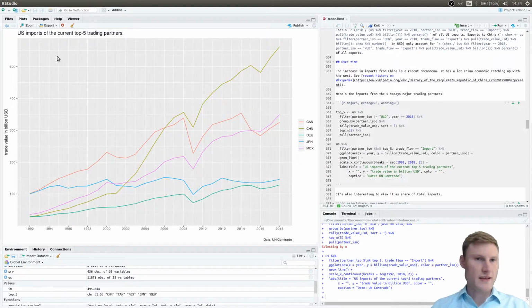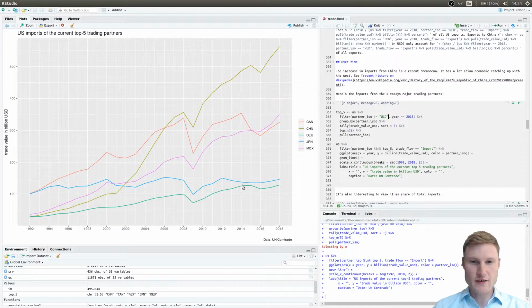And now let's see the current top five trading partners that we saw, Canada, China, Germany, imports to the US. You see that all of them had a growth, of course, but you see one going up incredibly is China. China started out as the lowest of these current top five.